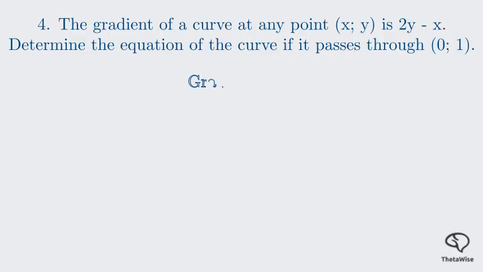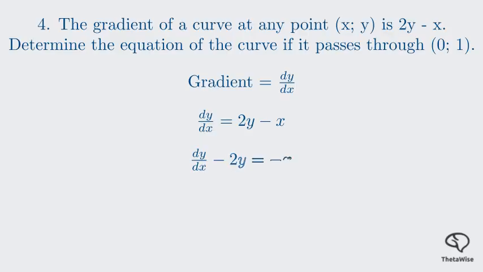The gradient of a curve is the same as the derivative of y with respect to x, which is dy/dx. So the statement, the gradient is 2y minus x, translates to the differential equation dy/dx equals 2y minus x. Rearranging this into standard linear form gives us dy/dx minus 2y equals negative x. This is a first-order linear differential equation, so we will use the integrating factor method.